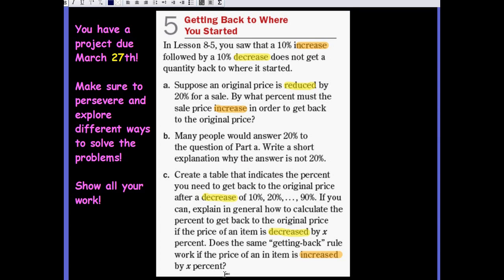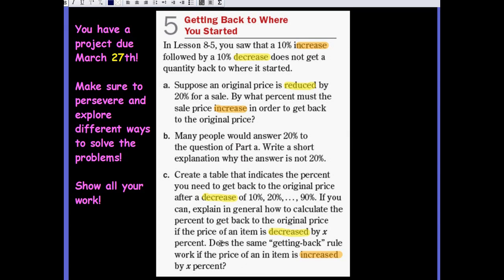Then what I really wanted you to do was try to figure out if there's some sort of pattern that you can use, maybe a formula, maybe just explaining how you use the various equations to calculate how you would get back to the original price. If it's first decreased by X, an unknown amount, and then increased by that unknown amount.